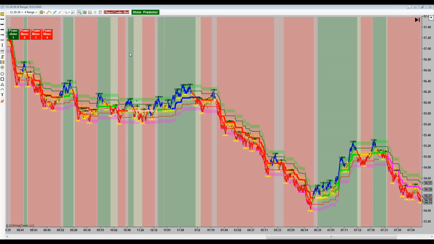4-range crude chart from overnight, including today. I want to look at the big picture, and then we're going to zoom in on it, okay? Now, here was midnight Pacific on crude, right here.